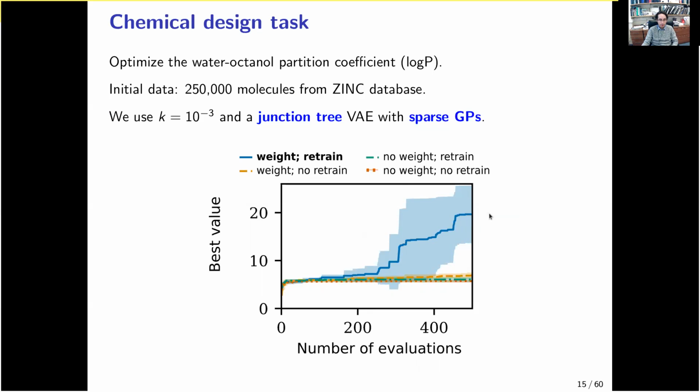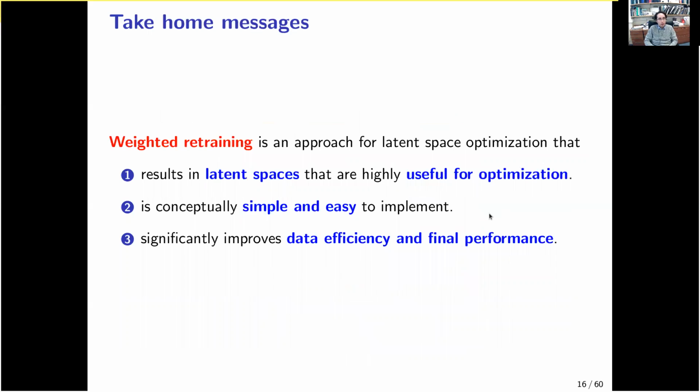So to conclude, in this first part of the talk, we have seen weighted retraining, which is an approach for latent space optimization that results in latent spaces that are highly useful for optimization. We apply this to different problems, and we see that weighted retraining improves the data efficiency and the final performance, and it's actually a very simple and easy to implement technique. So this is the first part of the talk.